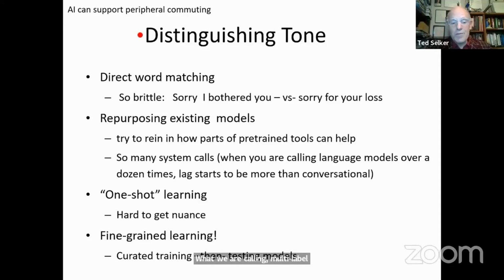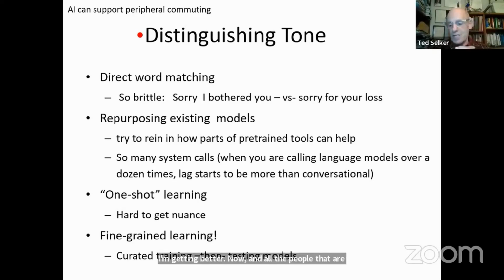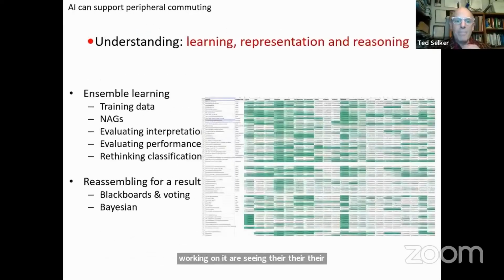And so in the end, we are doing what we call multi-label training with large language models, like BERT, which is what we're using right now, and using these training models to make fine-grained, proprietary communication evaluation that is starting to make a big difference in the way I'm communicating. When I'm using my tools, I'm getting better now, and all the people working on it are seeing their communication styles changing. So I'm very, very excited about that. And what you see here is kind of the sausage.